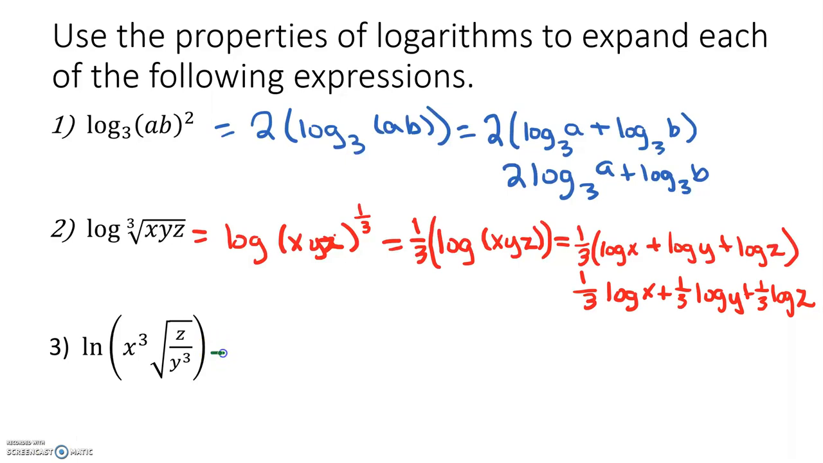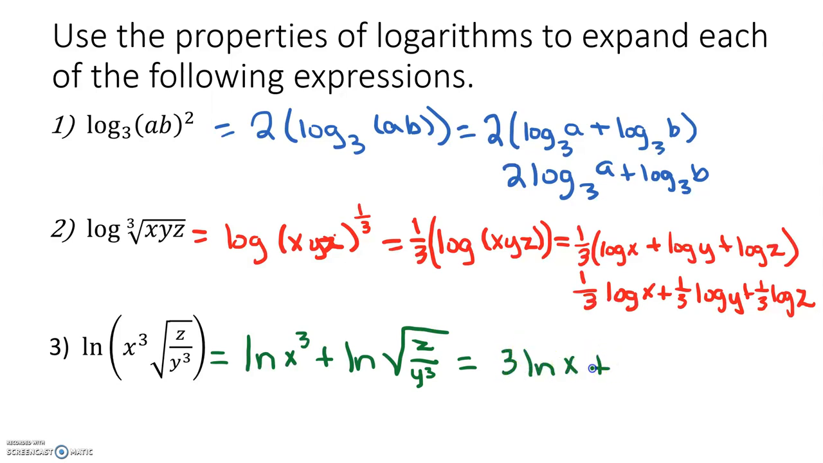Okay, and now let's look at this last one. The first thing I'm going to do is see that these two values, x cubed and the square root of z divided by y cubed, are being multiplied. So I'm going to write ln x cubed plus ln the square root of z over y cubed. Next, I'm going to bring the 3 out front, and I'm also going to write each of these to the 1/2. So 3 ln x plus ln z to the 1/2 over y to the 3/2. The reason it's to the 3/2 is because it was to the 3rd power, and 3 times 1/2 gives me 3/2.